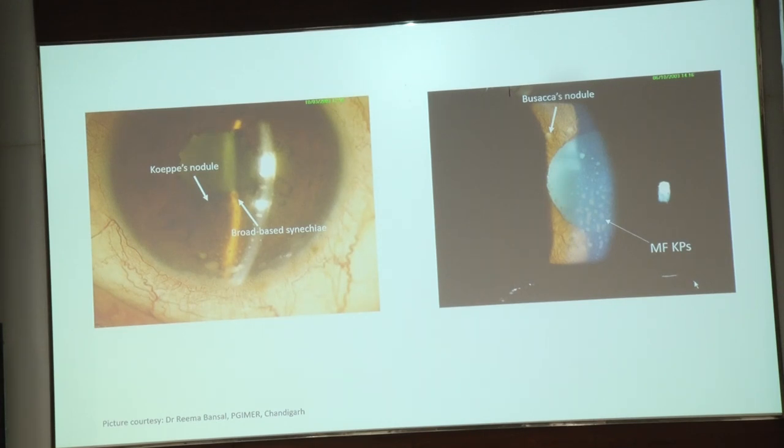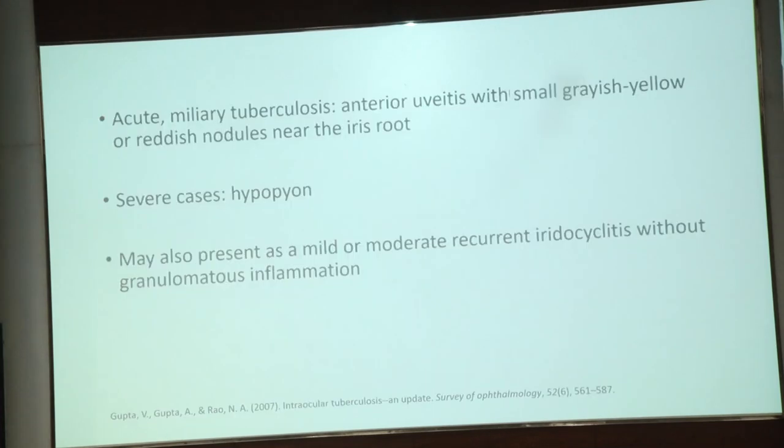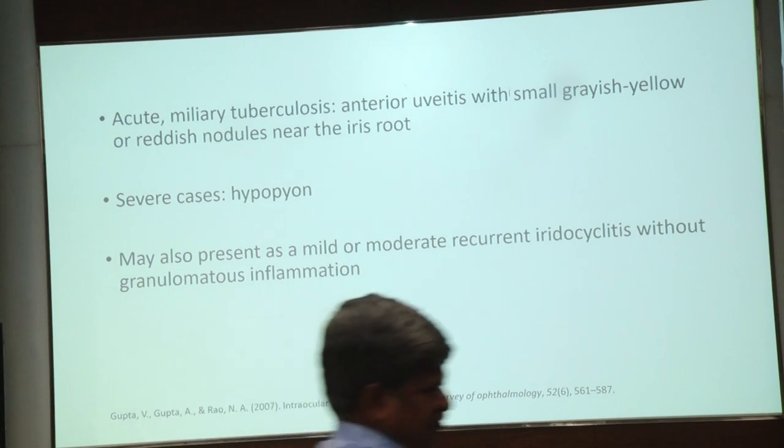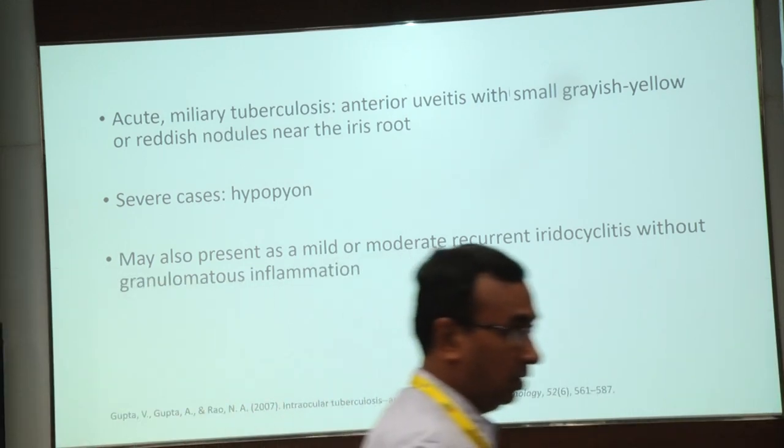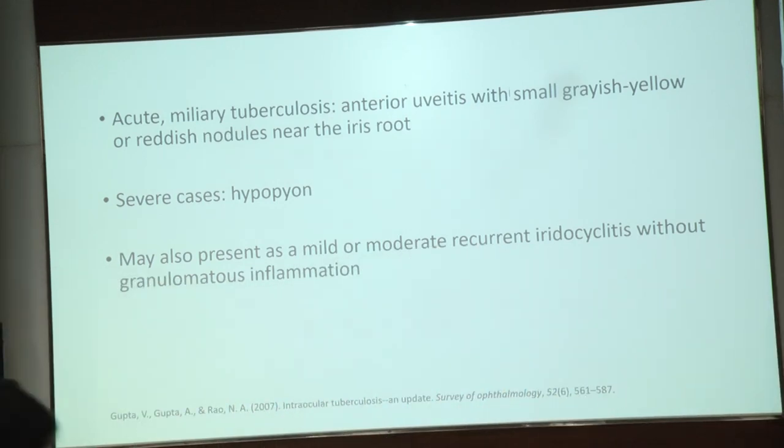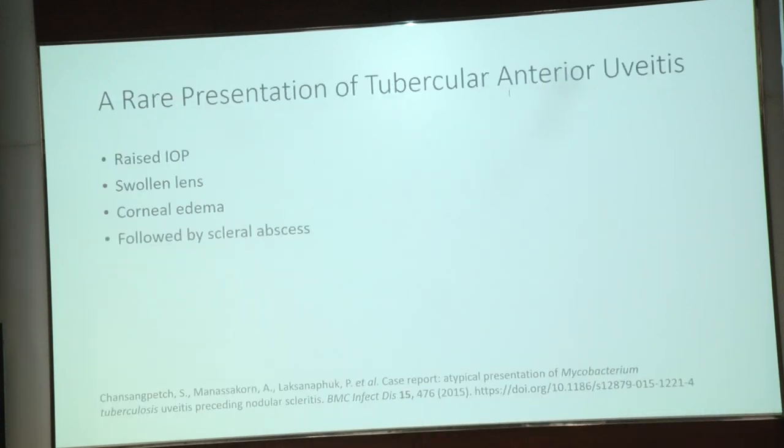In the second patient, we can see Busacca nodules, and also nodules on the iris surface, and there are multifocal mutton fat KPs, which again point towards a diagnosis of tuberculosis. In cases of acute miliary tuberculosis, there can be a severe anterior uveitis with yellowish-gray nodules all over the iris. And again, in severe cases, there may be presence of a hypopyon.